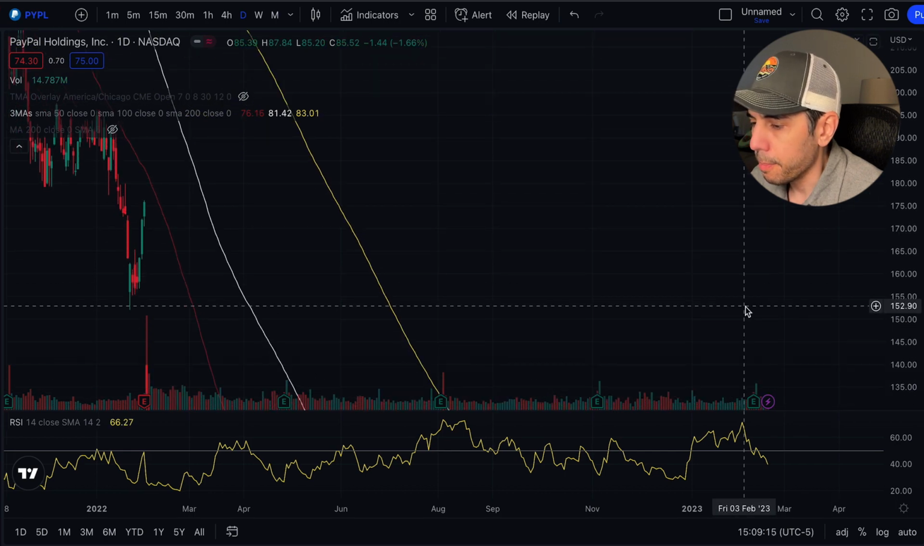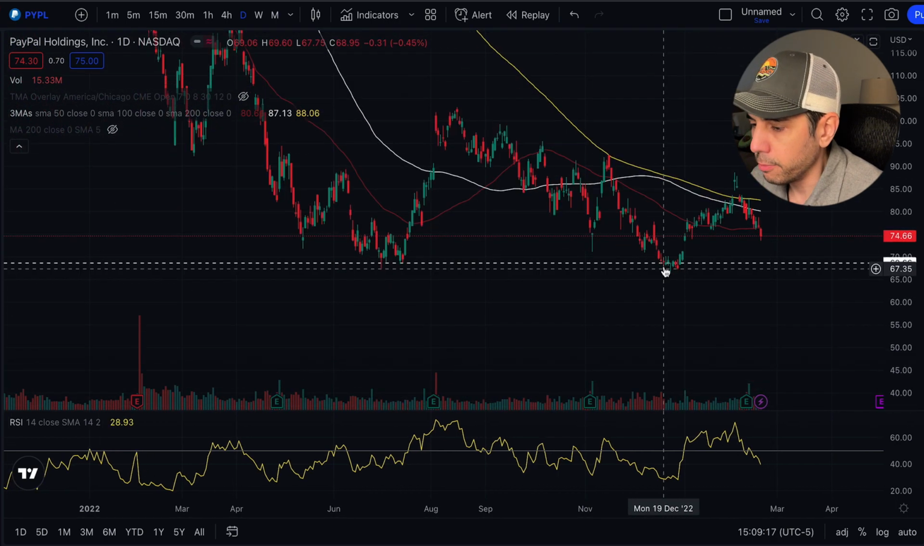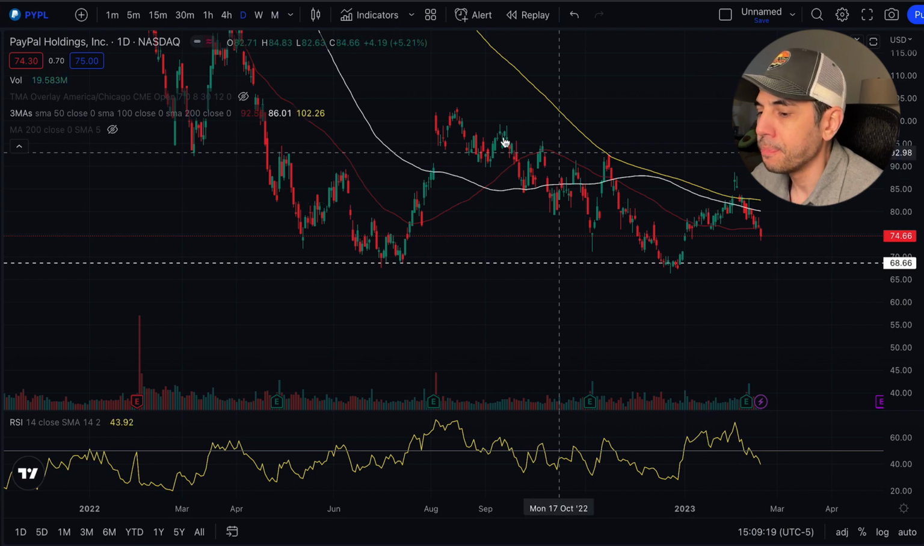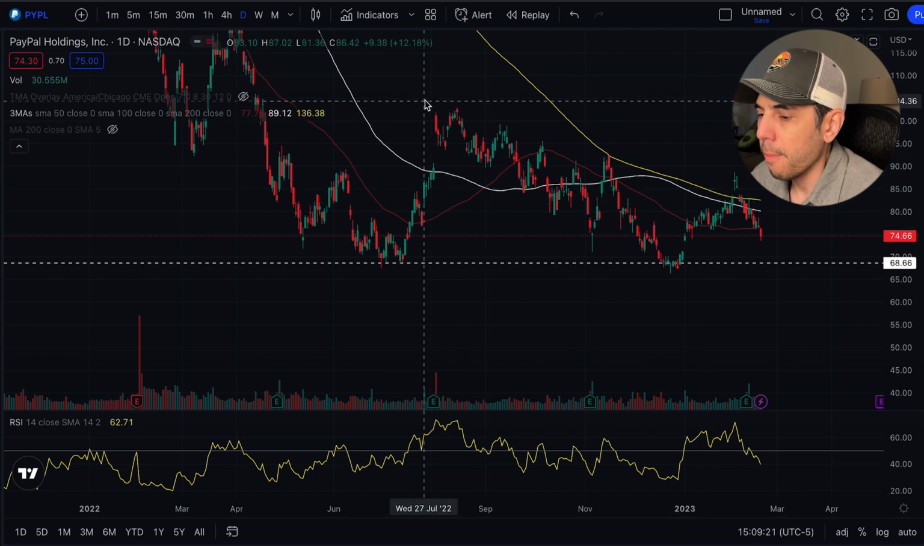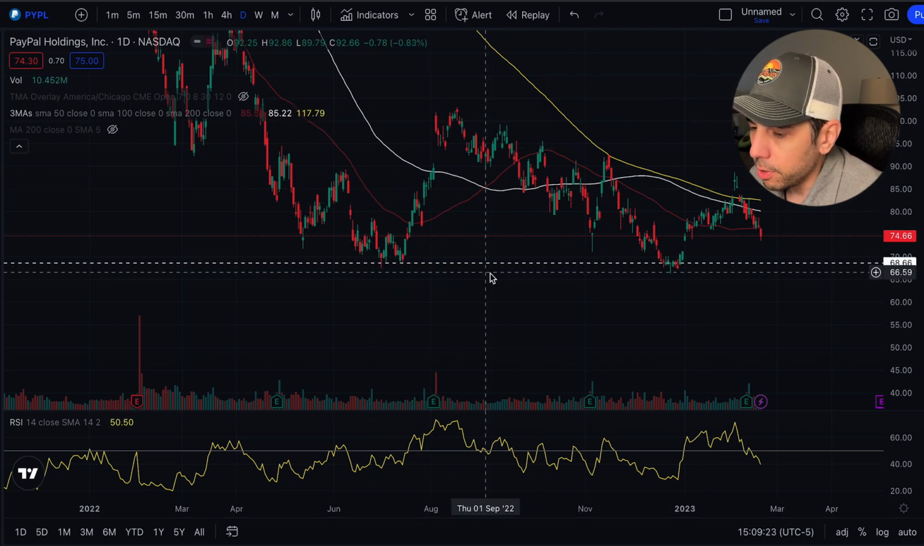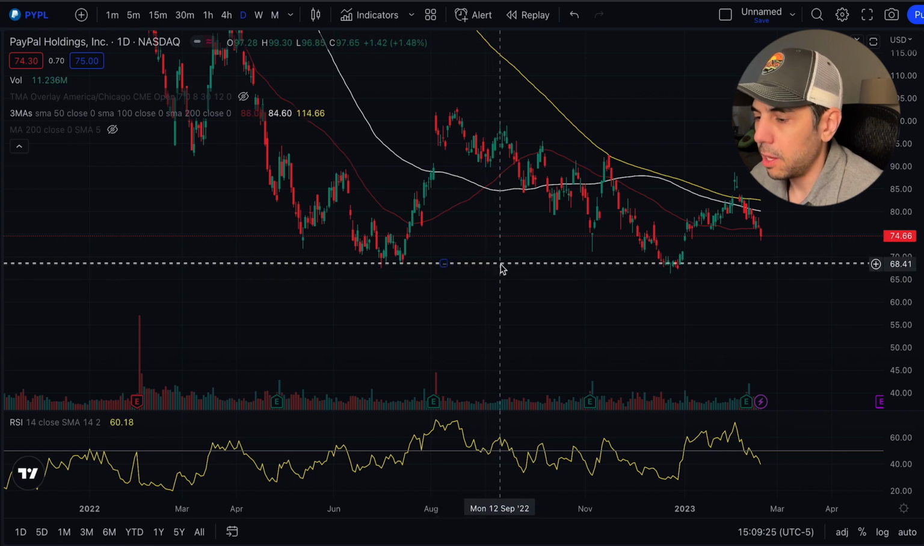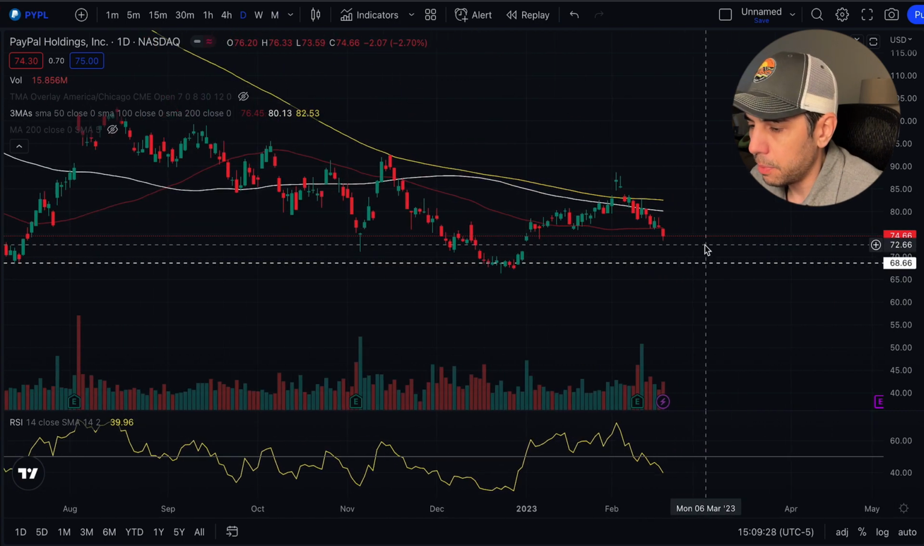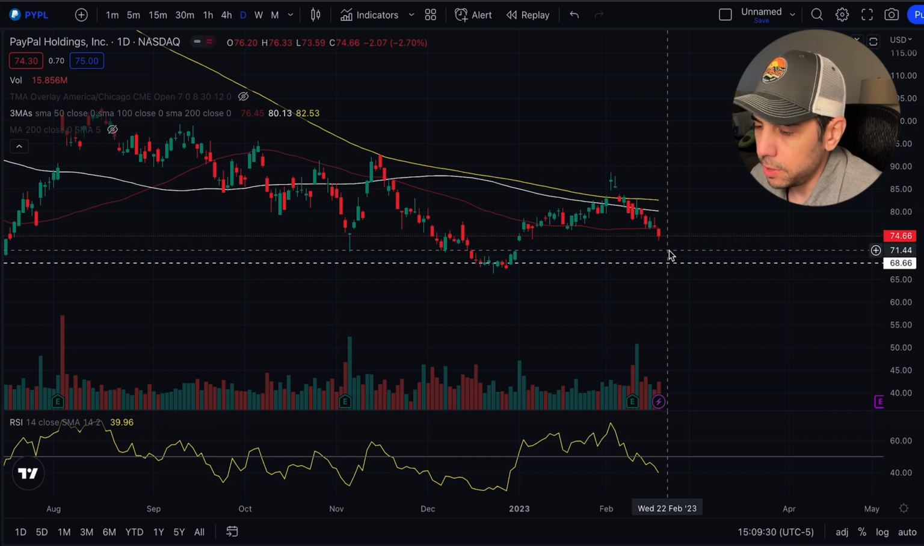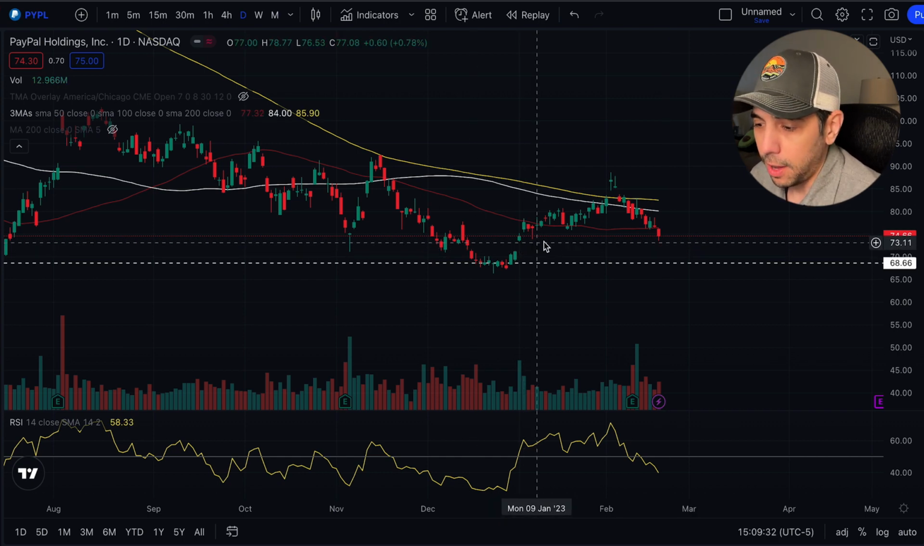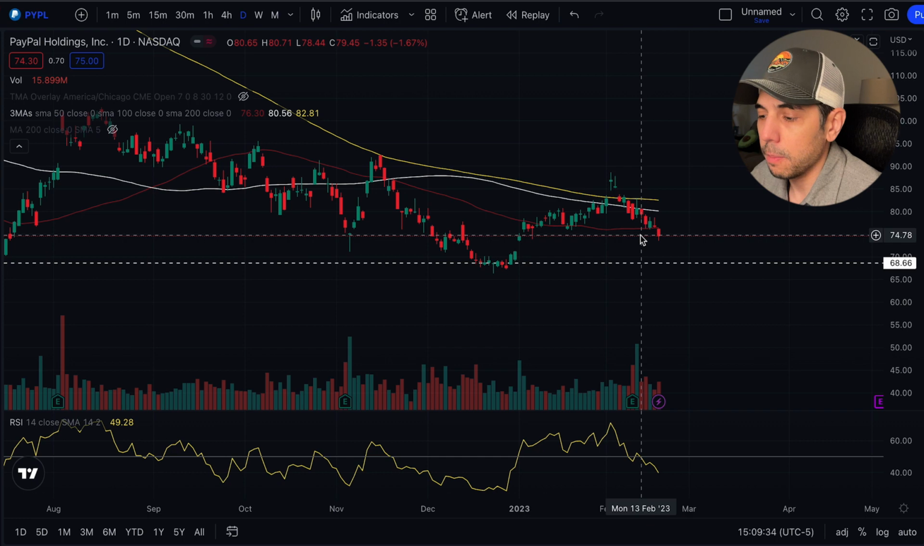Okay, so we look at that. We can see there it's bouncing off, and now it's making a series of higher lows, but still having that same low in place. Now there is a gap here. Gaps usually tend to get filled, so I definitely wouldn't be getting long PayPal here.